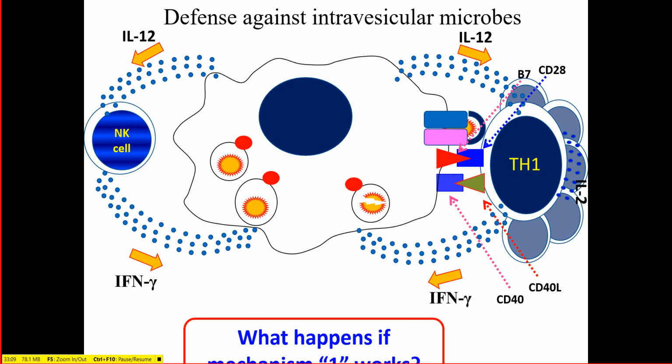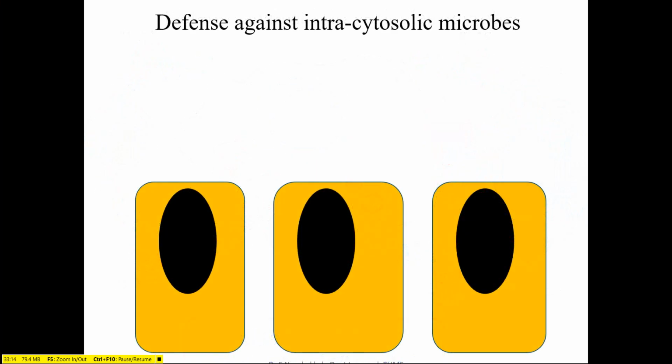All right. So this was the process for defense against intracellular pathogens which are inside vesicles. Let me stop the class here because if I want to start intracytosolic, it will take a relatively long time. We need to set another class.